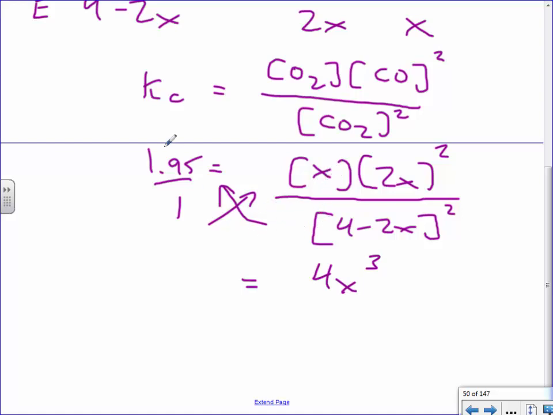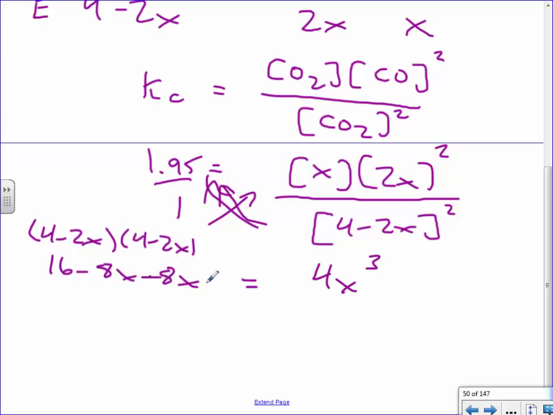And when you bring this thing over to the side over here, I'm going to FOIL it out. So I'm just going to do a little bit of work here. It's going to be 4 minus 2x next to another 4 minus 2x. So it's going to be 16 minus 8x minus another 8x plus 4x squared.